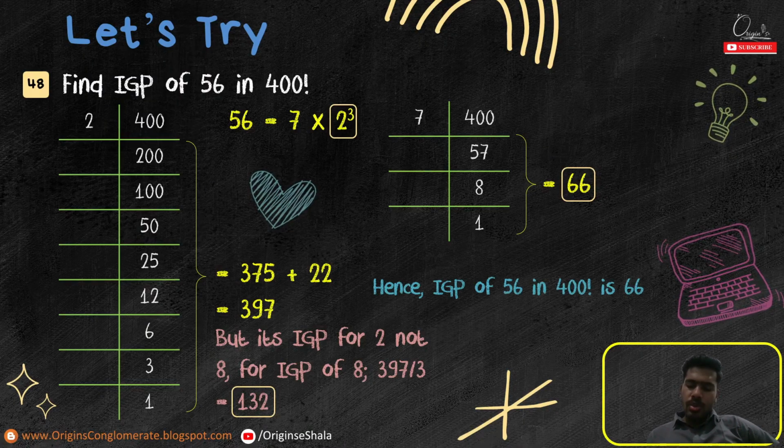But I will show you another example that this is not the case. Whenever power or exponent is involved in a composite number's multiple, then there's no shortcut. You directly have to find by trial and error. But in any case, in this case, our answer would be 66.